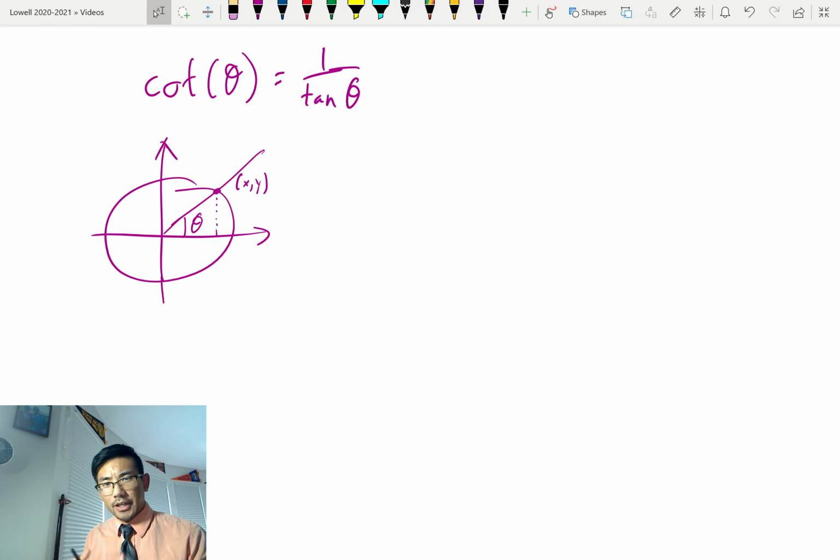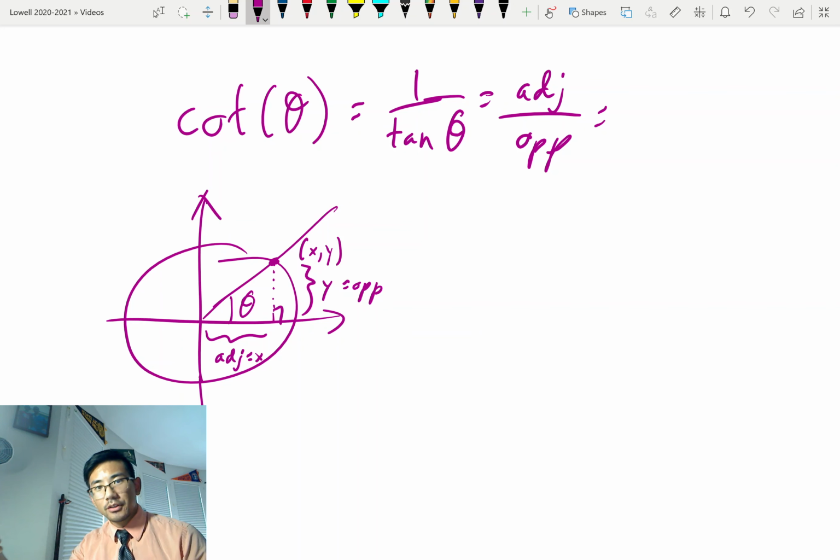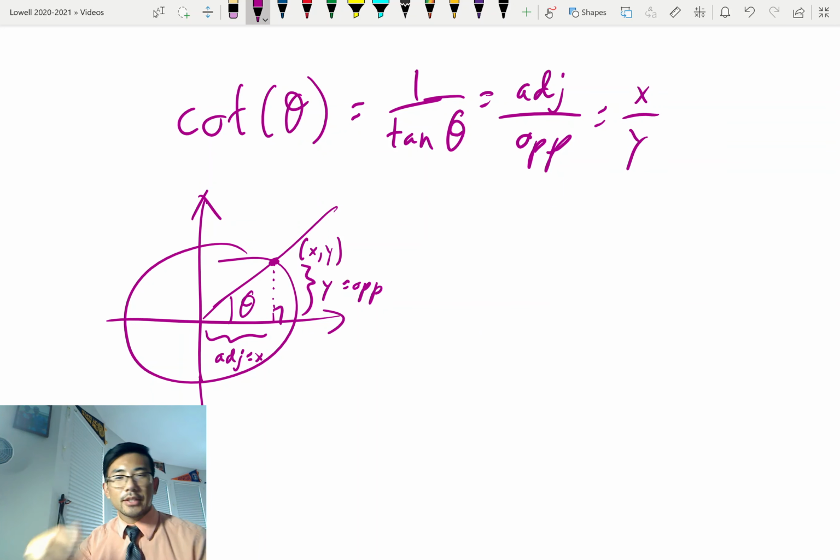Remember that cotangent is just 1 over tangent. Tangent itself is opposite over adjacent, so the reciprocal of that would be adjacent over opposite. On the unit circle, the adjacent side would be x and the opposite side would be y, so the cotangent of this angle would be given by x over y, instead of tangent, which would be y over x.